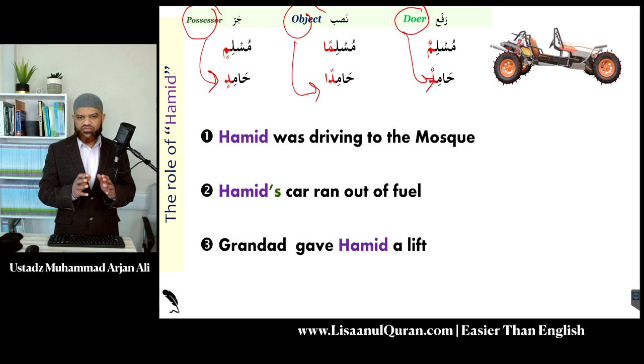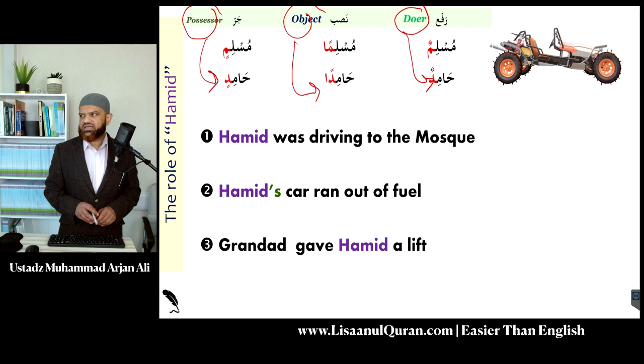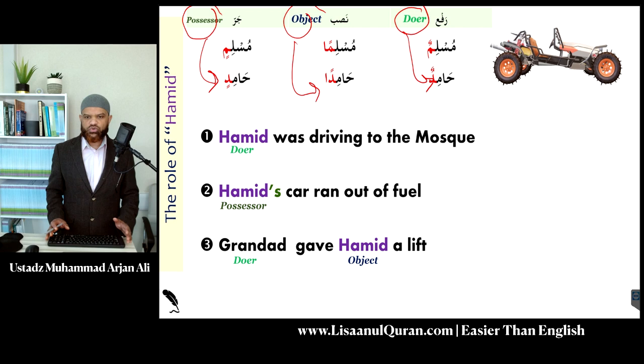Now, if I were to use the Arabic words here in these sentences with the word Hamid, if I was to replace them, which version would I use where? So let's take a closer look at the sentence again. Hamid is the doer in the first sentence. In the second one, Hamid is the possessor. In the third one, Hamid is the object. Of course, granddad is the doer in the first one. So which version of Hamid will I use in the first one? I hope you can quickly guess which one it is.